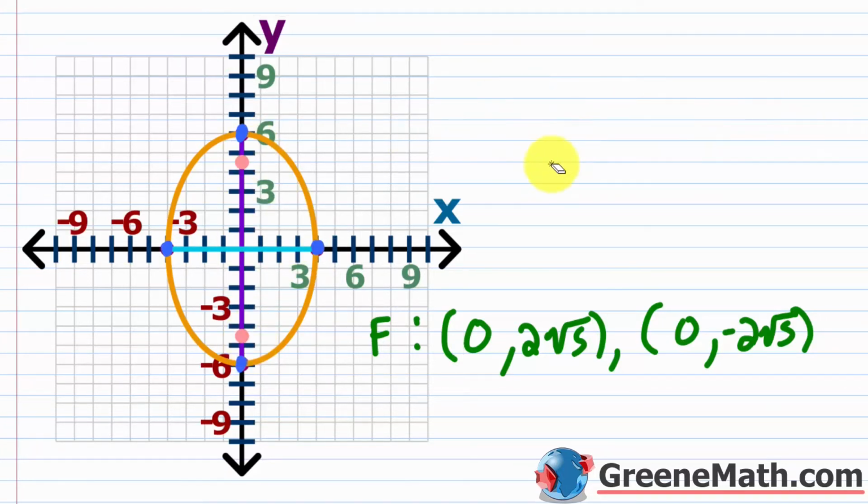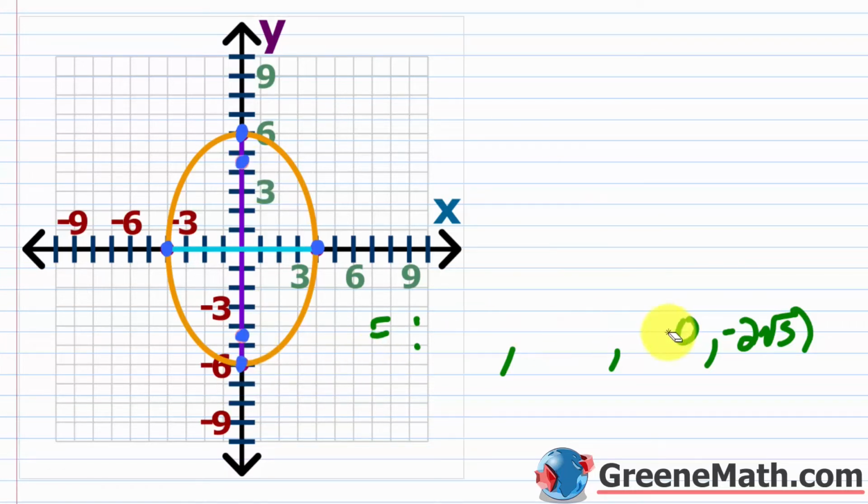We've already plotted that. And then your foci, again, these are always going to be on the major axis. 2 times square root of 5 is about 4.472. So you can just go from 0 up to about 4.5 and say that'll be your point, and then from 0 down to negative 4.5. It's not going to be exact, but I'm just giving you an approximation that you can look at on the graph. We're not going to be able to actually plot that using a scale with integers. So we've got everything plotted.